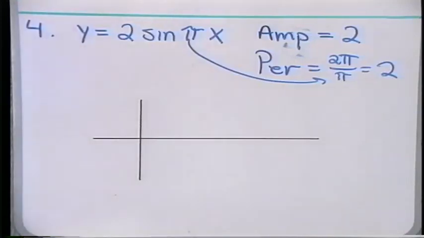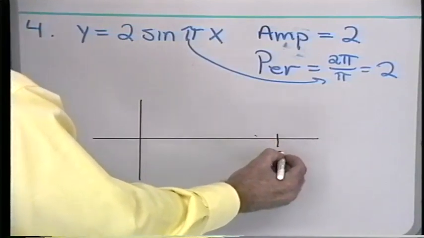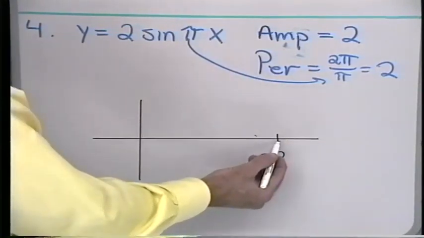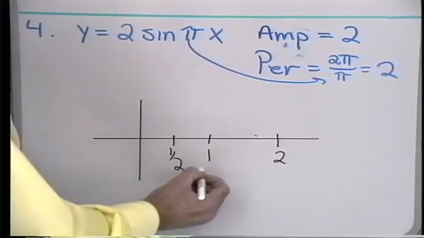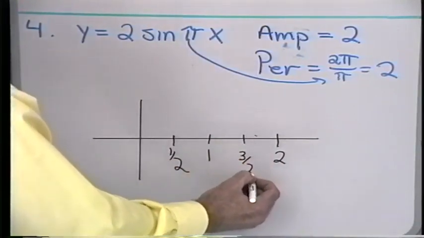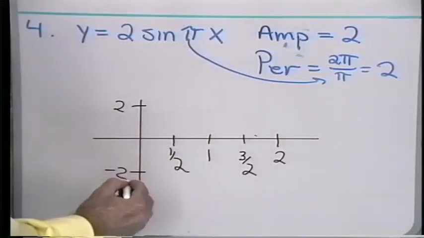So I'm going to mark on the x-axis then. It'd be nice if I could actually probably do these equally spaced, but I won't. On the x-axis, that'll be 2. Halfway is 1. Halfway there is 1/2, and right here, 3/2. The graph goes up to 2 and down to -2.